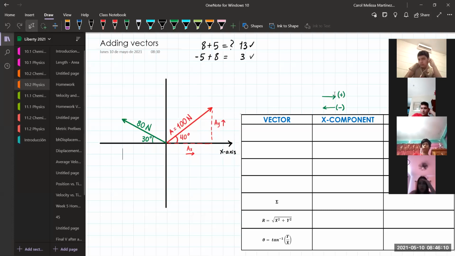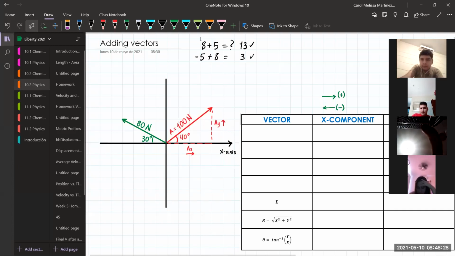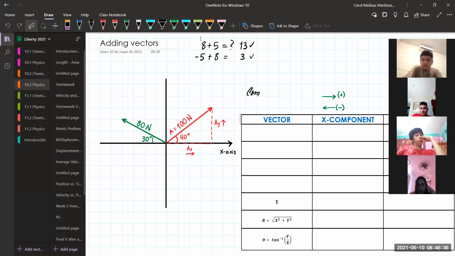You already know how to add. But I can tell you a sad story, and that sad story is that vectors we cannot add as if they were numbers, whole numbers or decimal numbers. No. To add vectors, we're going to use a method that is called the components method. Okay? And that method is just using that table over there. That table, I will be sharing it with you.